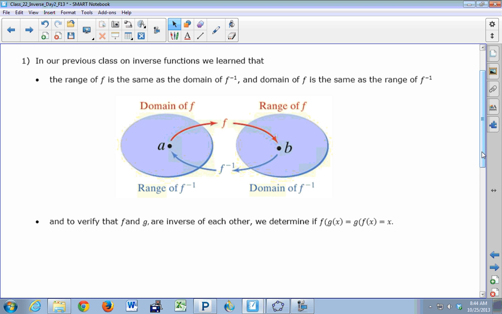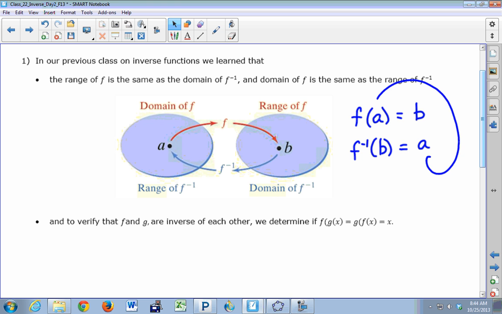Okay, so another way of seeing this picture is to say, if you take the input A and you apply f to it, it brings you to B. And then if you apply the inverse to B, it takes you right back to A. So there's your sort of circular reasoning, the round trip idea. So we spent some time working on that.